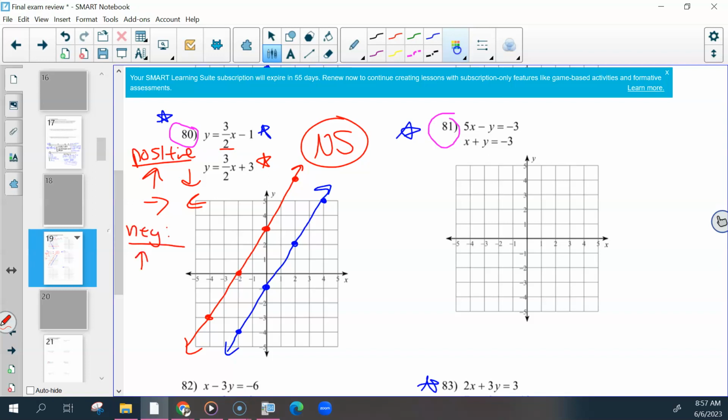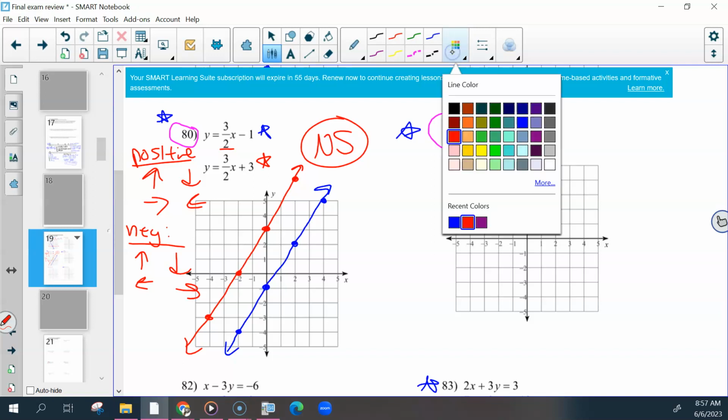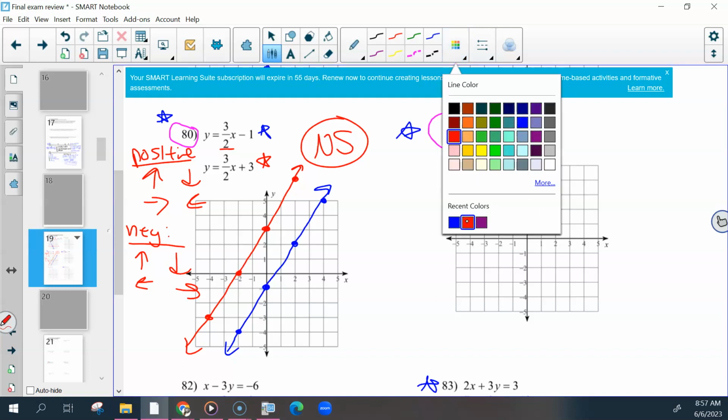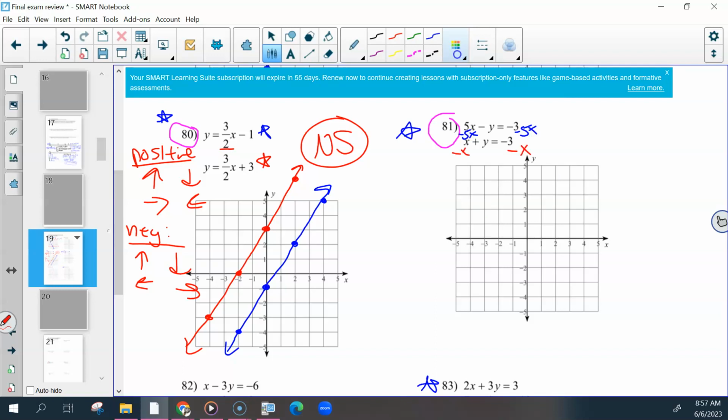So it can go up and left, or down and left. Okay. Other questions on that one? For number 81, we have to solve both of the equations before we can graph them. Get them back into the slope-intercept form by subtracting 5x for the first one and subtracting x for the second one.